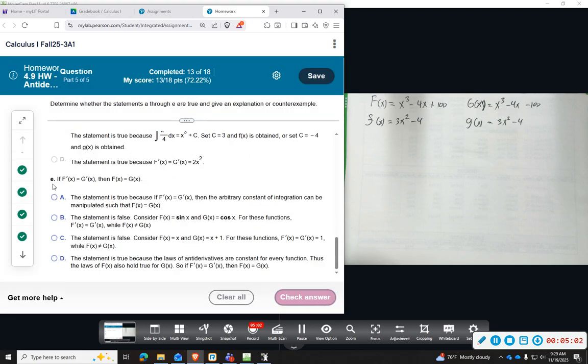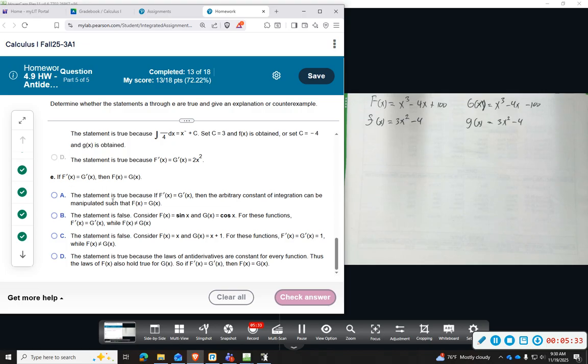And then E, if f prime is equal to g prime, then f of x is equal to g of x. That one may not necessarily be true. Okay, we can have the same derivative in two different originating functions. They can differ by a constant. So this is not going to be true. This is going to be false.